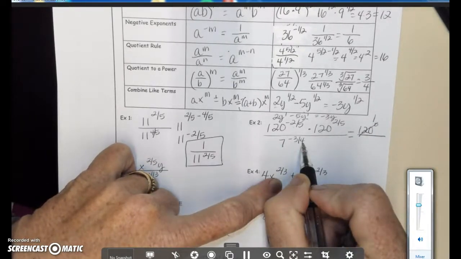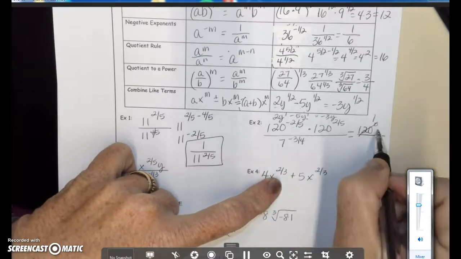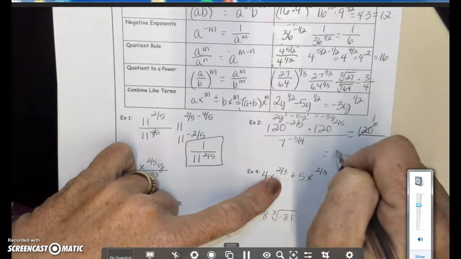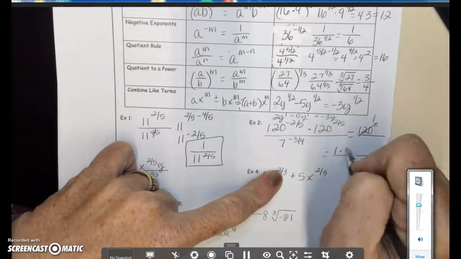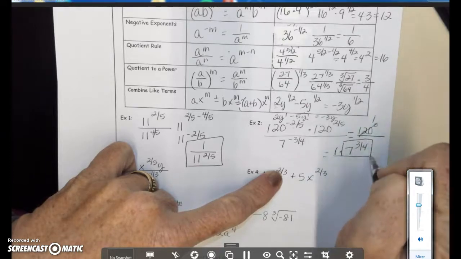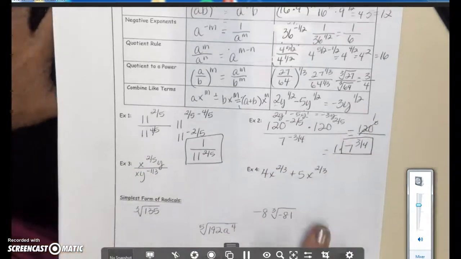7 to the negative 3/4 means I'm going to move that up to the top and change that to positive. So let's move this down here. So I have a 1 times 7 to the 3/4. So our answer would just be 7 to the 3/4.